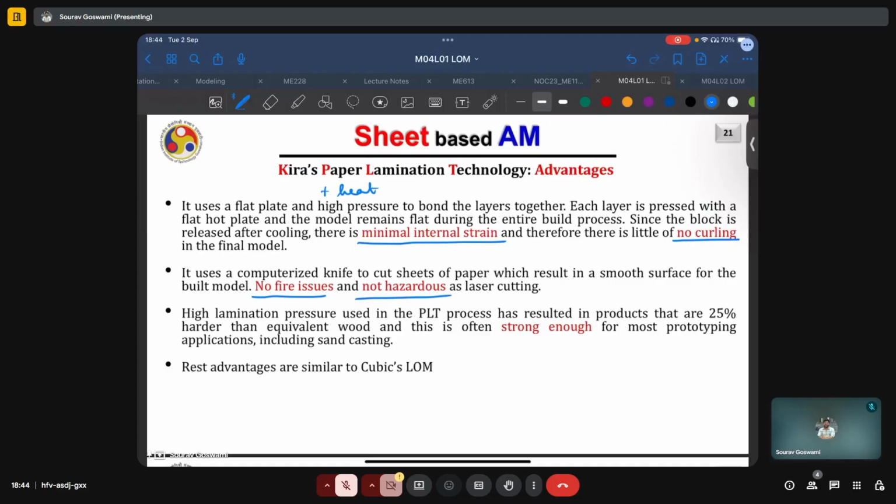The high lamination pressure used in this paper lamination technology process has resulted in products that are 25% harder than equivalent wood. In the previous case, we saw that the parts had strength equal to wood. Here they are 25% harder, and the parts it built are often strong enough for most prototyping applications, including sand casting. So perhaps the built parts will have more actual applicability than those built out of just cubic technologies alone. Other advantages are similar to top.